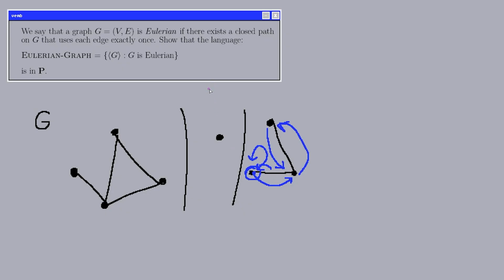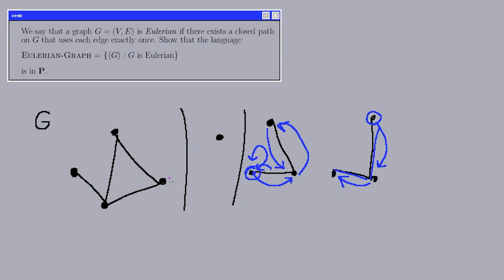But here we want the graph to be Eulerian, meaning that there exists a closed path that uses each edge exactly once. So here it would be impossible, because if you have the same graph and you start from any vertex, let's say for example here, you need to go there, and then you would go there, but then you would be stuck because you already used this edge and this edge, but you didn't come back to the initial vertex. And so here you're stuck. And so the language that we want to study is the language of all graphs that are Eulerian.